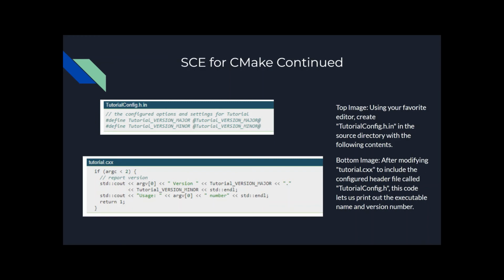Like I just said, in the top image, if you can't see it, we are just defining Tutorial_VERSION_MAJOR twice. Sadly, I'm not exactly sure why they did it twice, but I will look into it. And in the second image, we just have a simple if statement that lets us print the version, the usage, and the number. So let us continue.